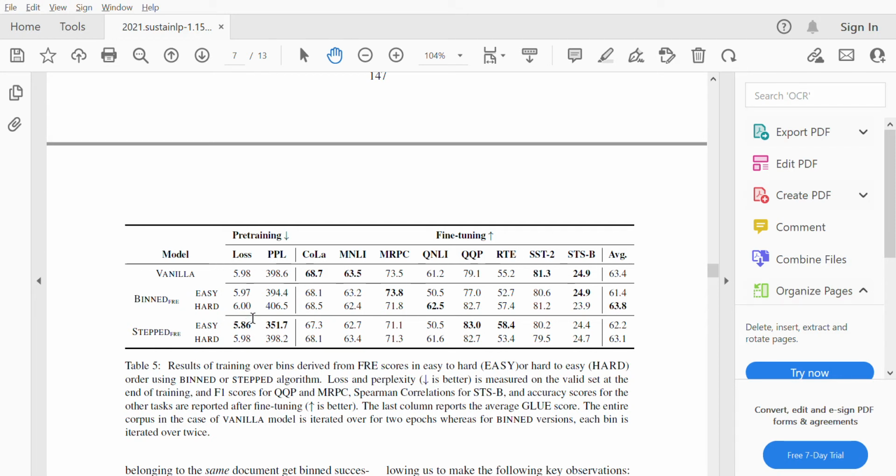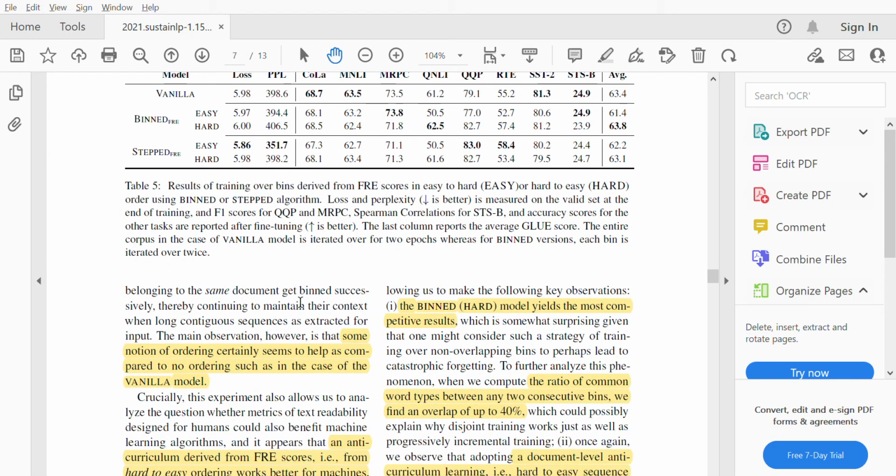However, if we're looking at loss and perplexity, going from easy to hard with step data is going to give us the best perplexity as well as the best loss. There's some notable difference here, especially in that perplexity number. So I don't think we can totally write that off as insignificant.